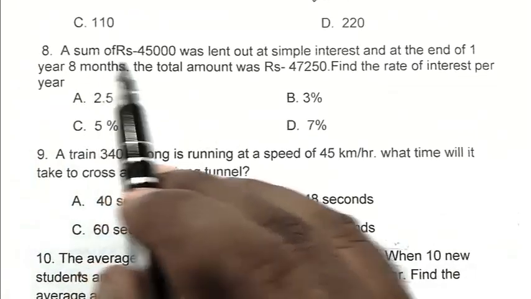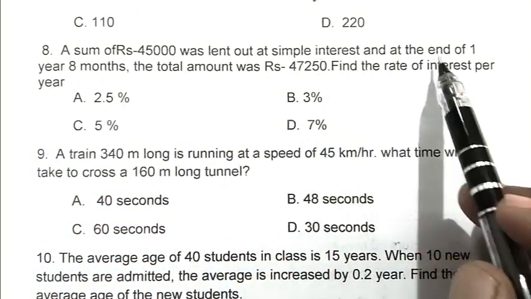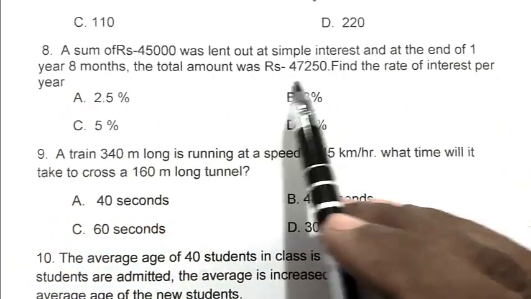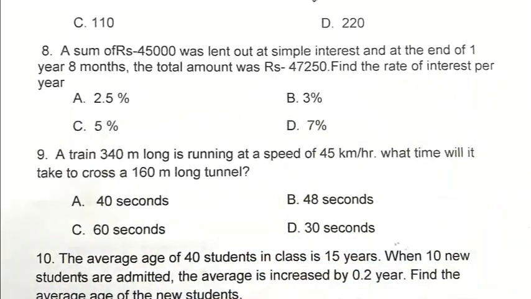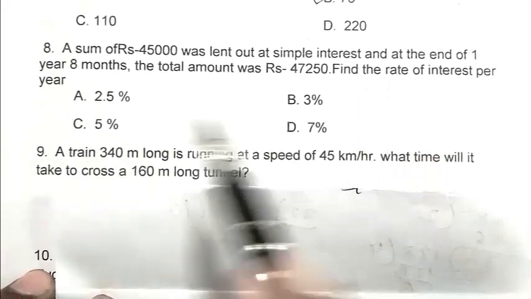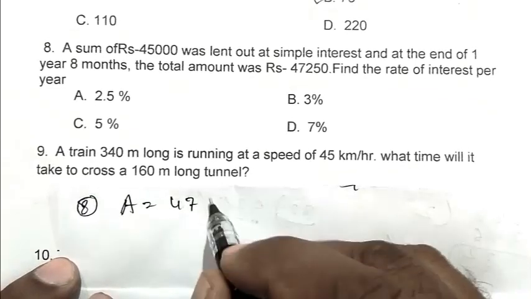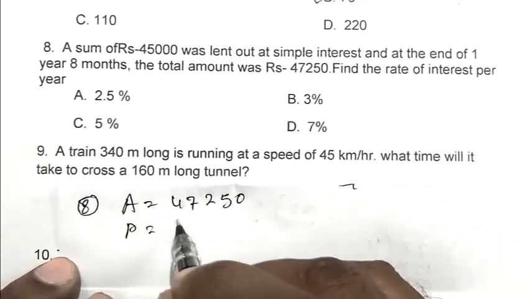Question number 8. A sum of rupees 45,000 was lent at simple interest, and at the end of 1 year 8 months the total amount was rupees 47,250. Find the rate of interest per year. Simply we can calculate it from the formula. So amount is 47,250, principal is 45,000.